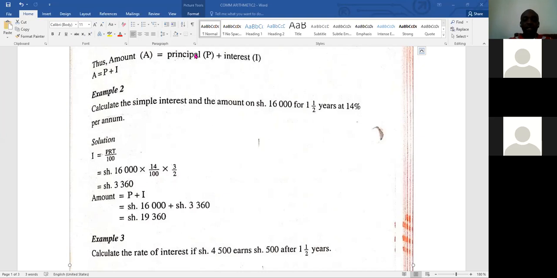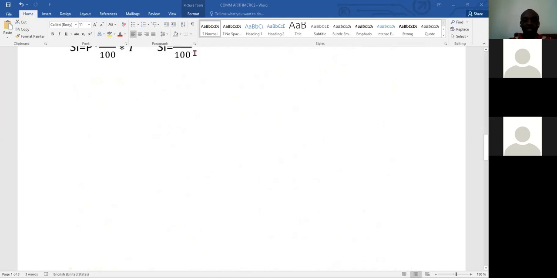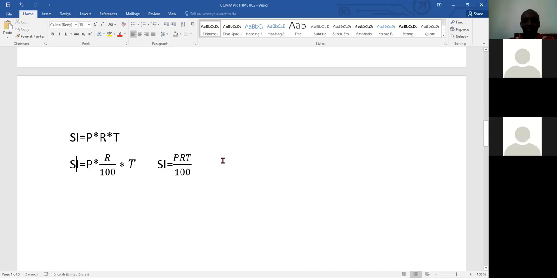So let's just do that example very fast and show you how it is different from the other case. You come here, it would have been 16K multiplied by 14%, multiplied by 1. So the amount there is what? You can give me that amount. That is for the first year.